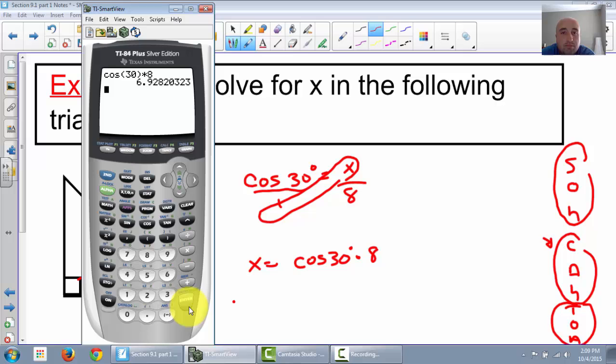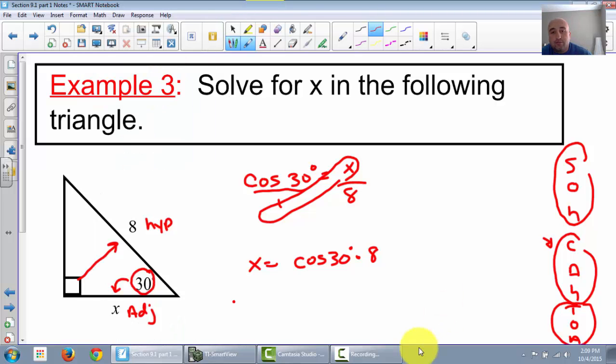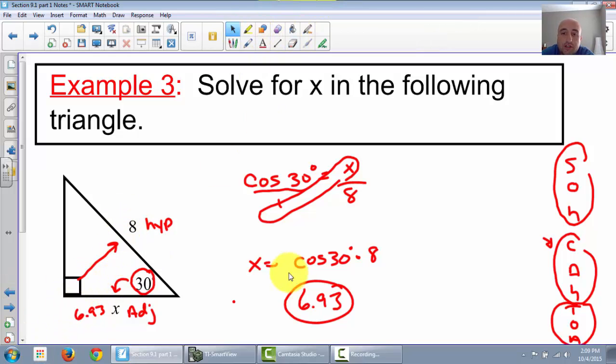And that gives us 6.93 because I'm going to round. So 6.93. And notice that x equals 6.93. That's fairly good. Remember, 8, 6.93, that seems like a reasonable answer. If you got something like 100, you should notice that that probably isn't going to work. But that is reasonable. So let's do one more and then we should be good.